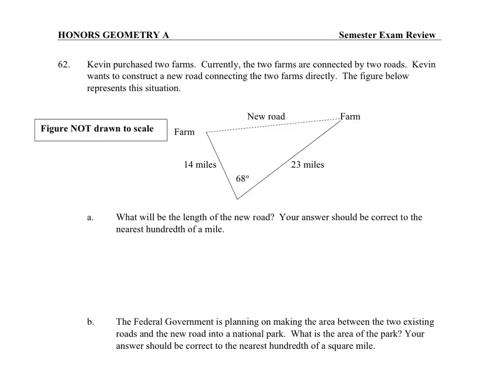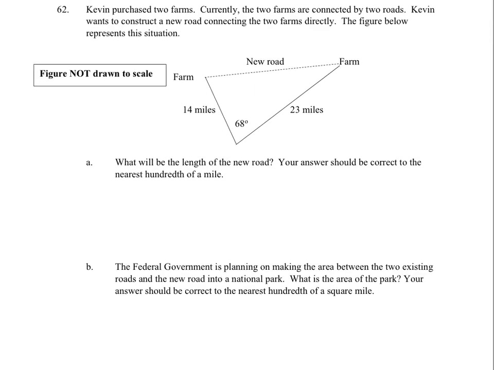Question 62. Kevin purchased 2 farms. Currently, the 2 farms are connected by 2 roads. Kevin wants to construct a new road connecting the 2 farms directly. So he wants to construct this road. And here's our situation. So this is 14 miles, this is 23 miles, and we know this included angle is 68 degrees. What will be the length of the new road? All right, and your answer should be correct to the nearest hundredth of a mile.